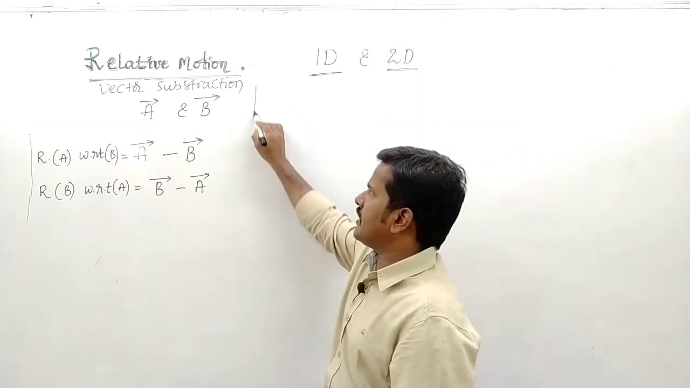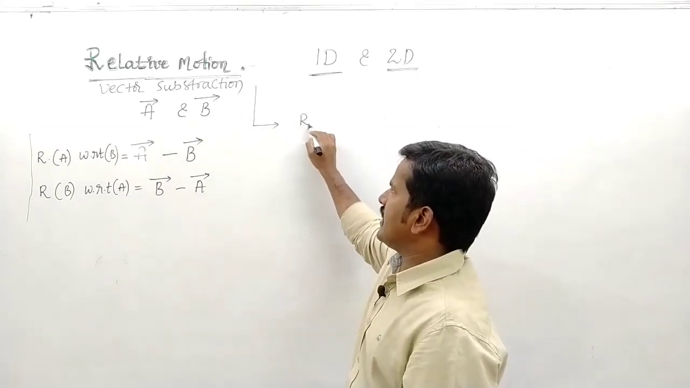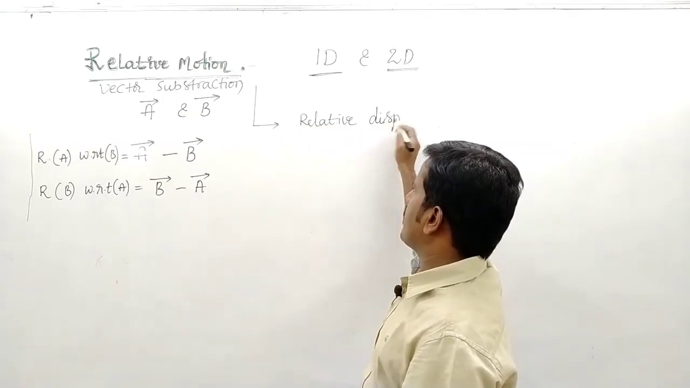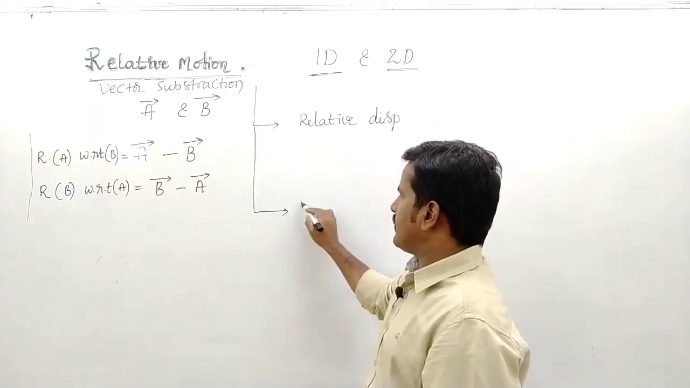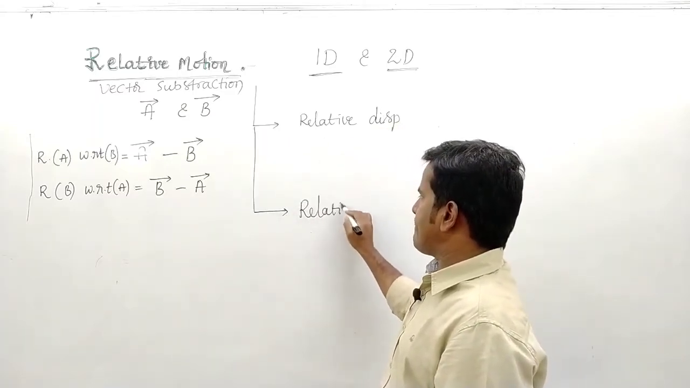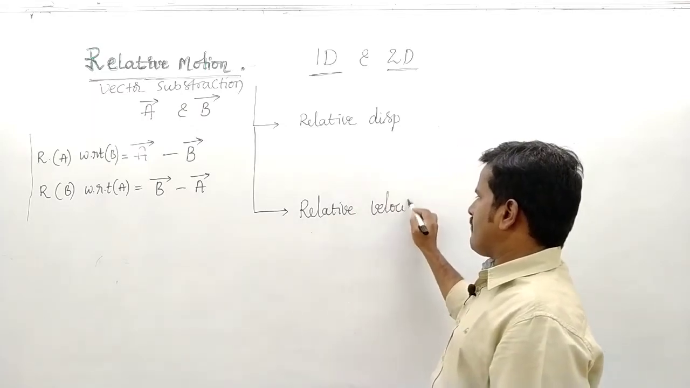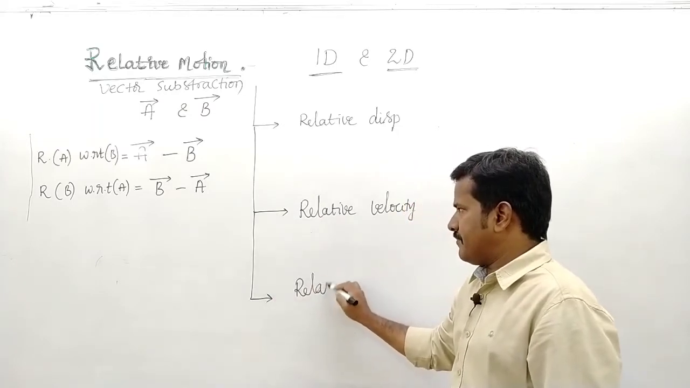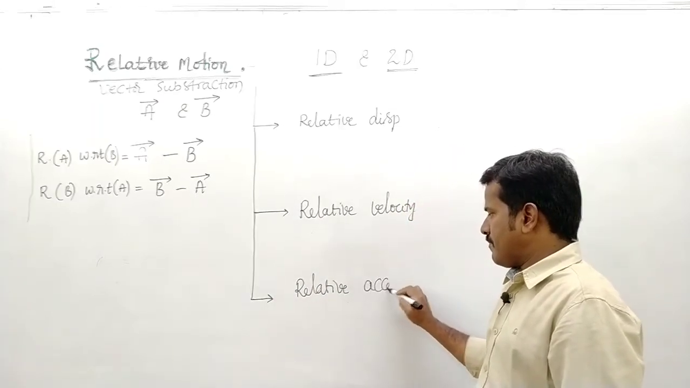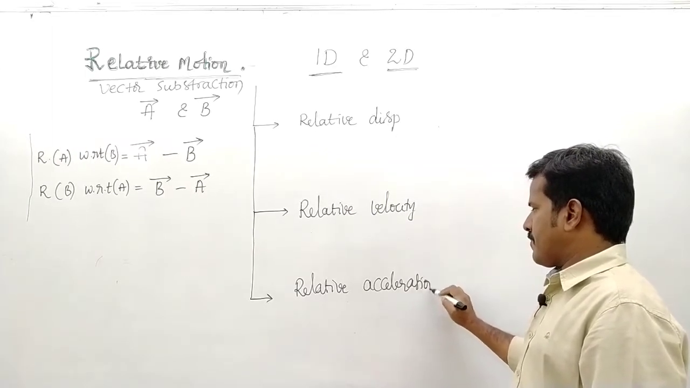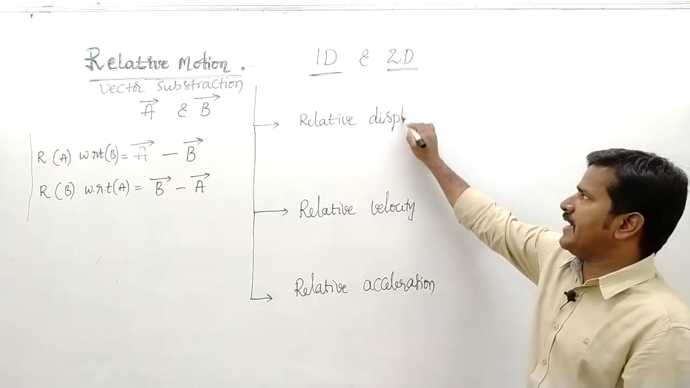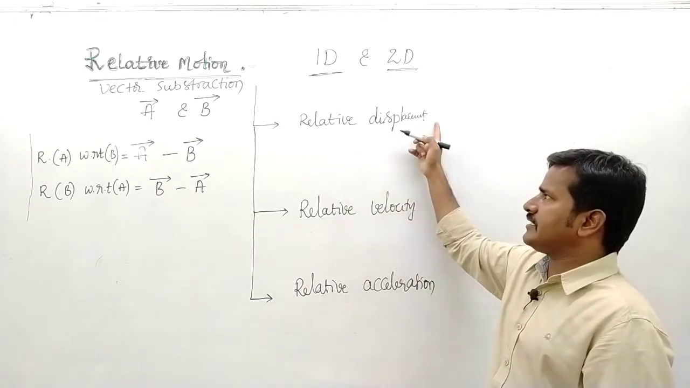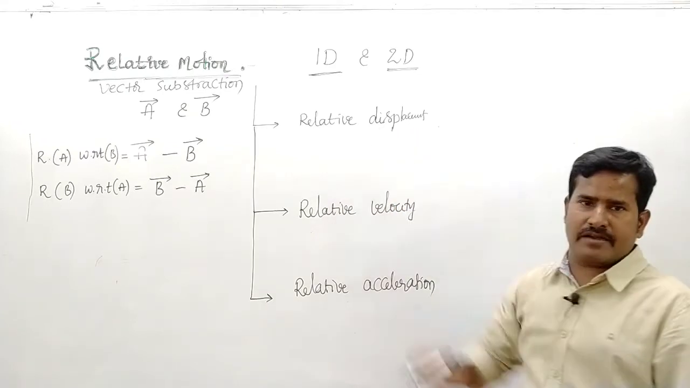In relative motion, one is relative displacement, the second is relative velocity, and the third is relative acceleration. So, relative displacement. What is relative displacement? Displacement is a vector. It is a comparison of displacement.